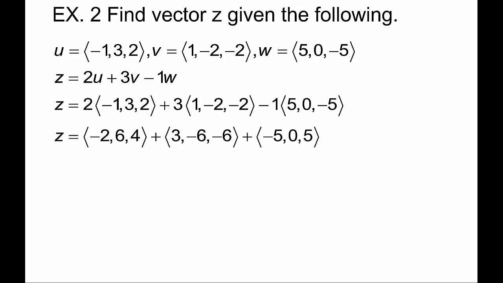Then when we have 3 vectors that are being added together, we're just going to add their components. So I'm going to add negative 2, 3, and negative 5. Then I'll add 6, negative 6, and 0, and 4, negative 6, and 5. The resulting vector z will be negative 4, 0, 3.